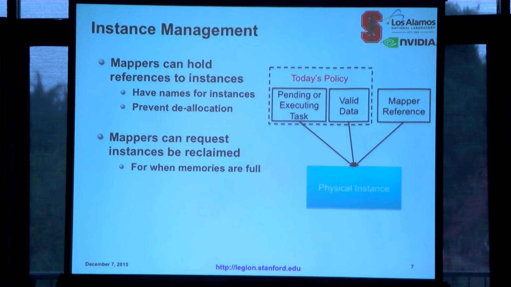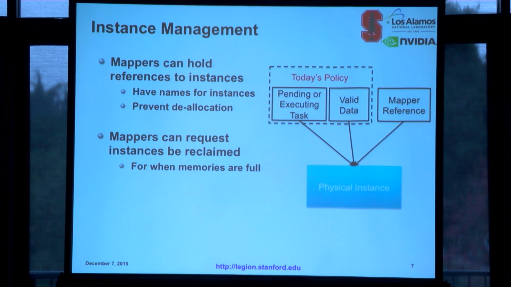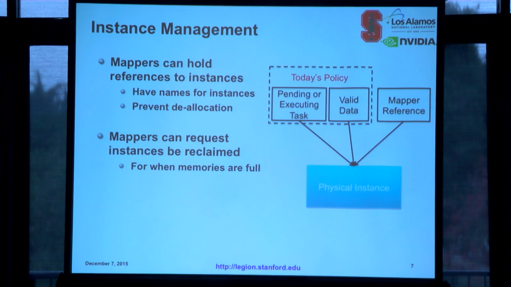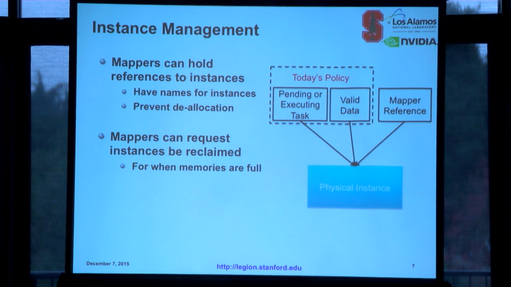And today, you sort of have to wait for deferred execution to catch up and let the collector run and reclaim some of the physical instances of memory and then retry your mapping. But now what we're going to allow, through the mapping interface, is for mappers to actually request that this reclamation happen for physical instances.